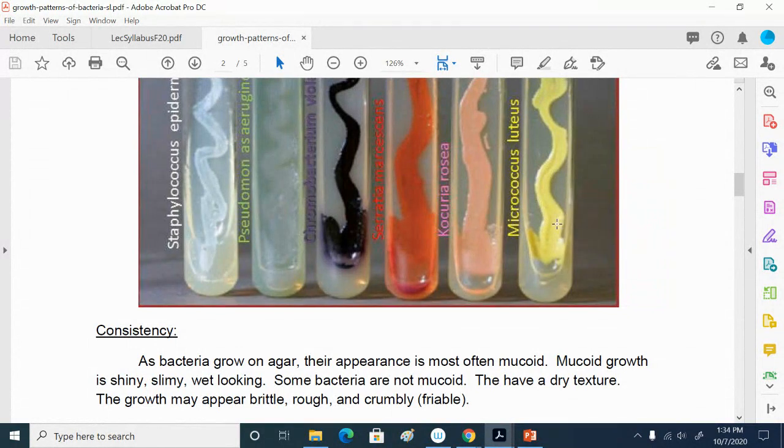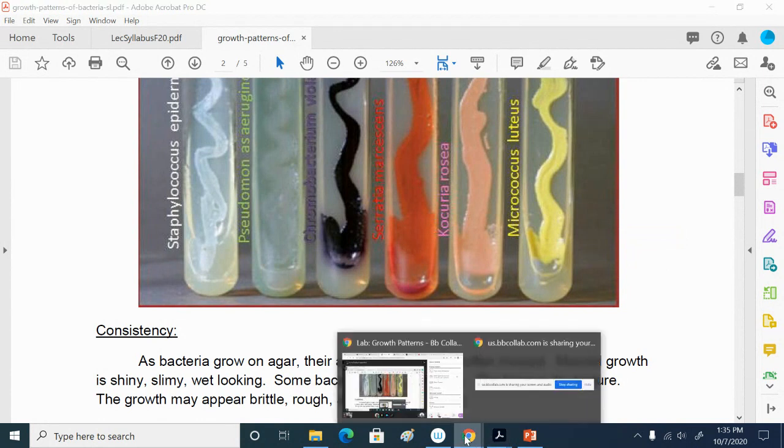You can see how the growth on Micrococcus is kind of shiny, right? So that would be mucoid. On Kocuria rosea, again, it's shiny. It's hard to see on the Pseudomonas, but it is shiny. It's just not very shiny, but it is. And with Staph epidermidis, it's shiny. So all these are mucoid. We don't have any pictures of dry growth on the agar, but if we looked up Mycobacterium on agar, we would see that it's dry.